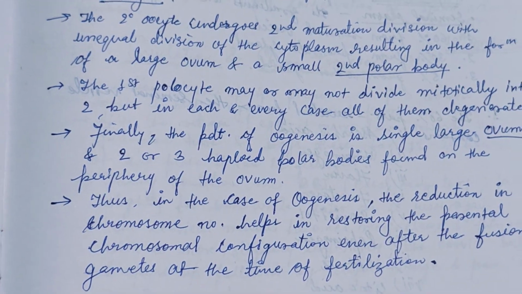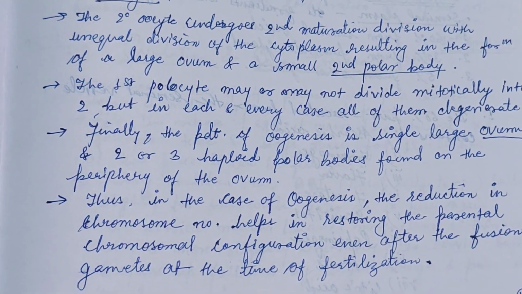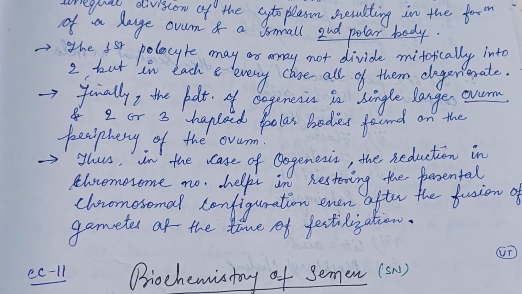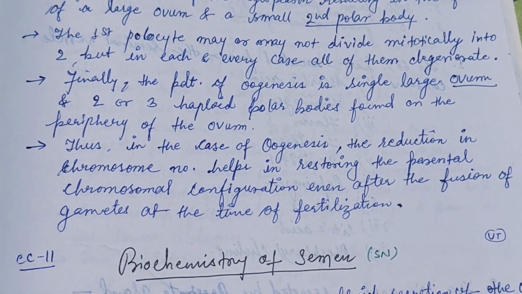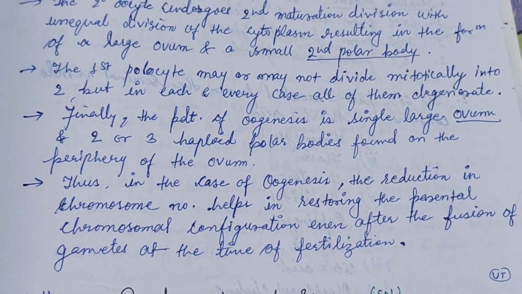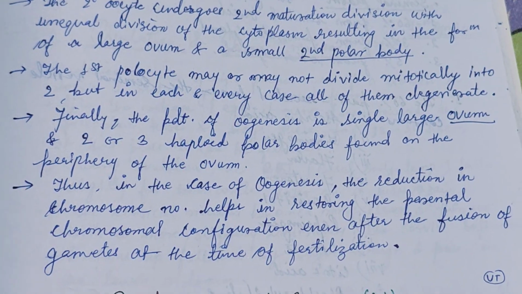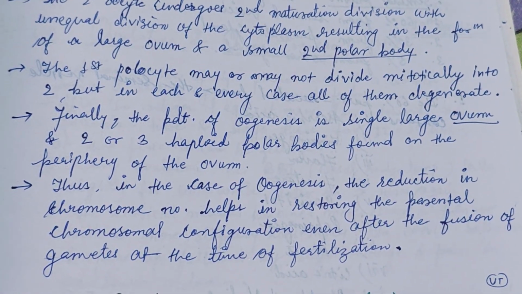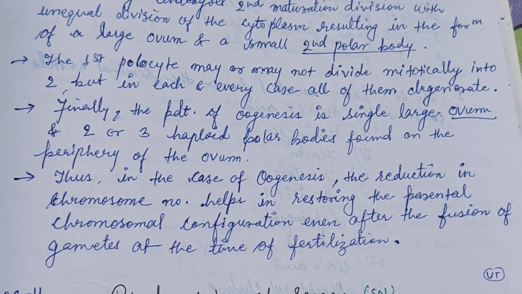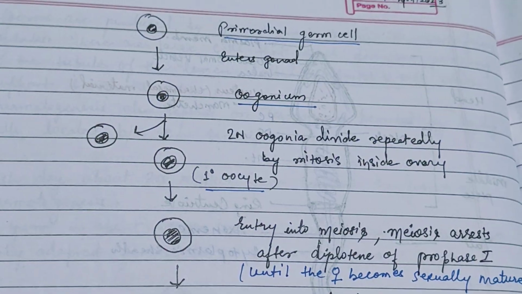This secondary oocyte undergoes the second maturation division with unequal division of the cytoplasm, forming the small second polar body. The first polar body may or may not divide mitotically into two, but in every case all of them degenerate. Finally, the product of oogenesis is a single large ovum and two or three haploid polar bodies found on the periphery of the ovum.